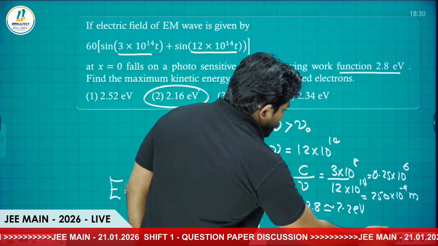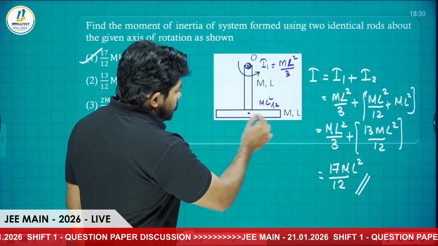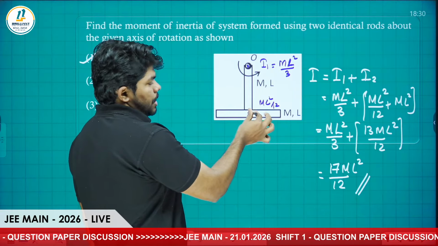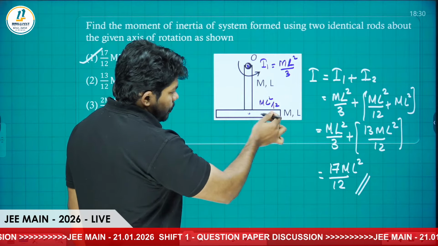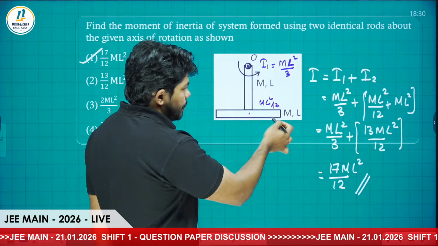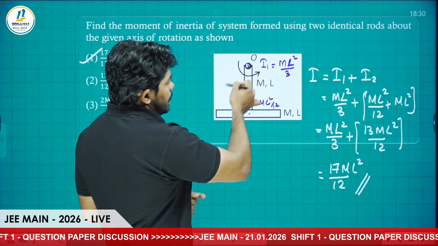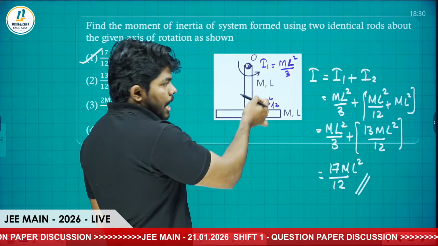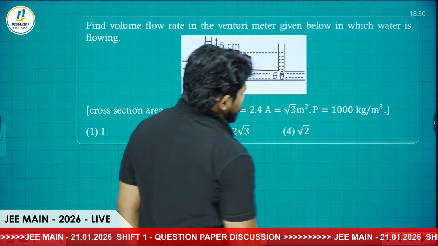Someone is asking ml square by 12, how we got it? Because this rod is actually having a moment of inertia about this point perpendicular to the center of mass, we can say that is ml square by 12, and then it is pivoting, it is actually rotating about this axis. So we have to apply the parallel axis theorem. Okay. So moving on to the next one.